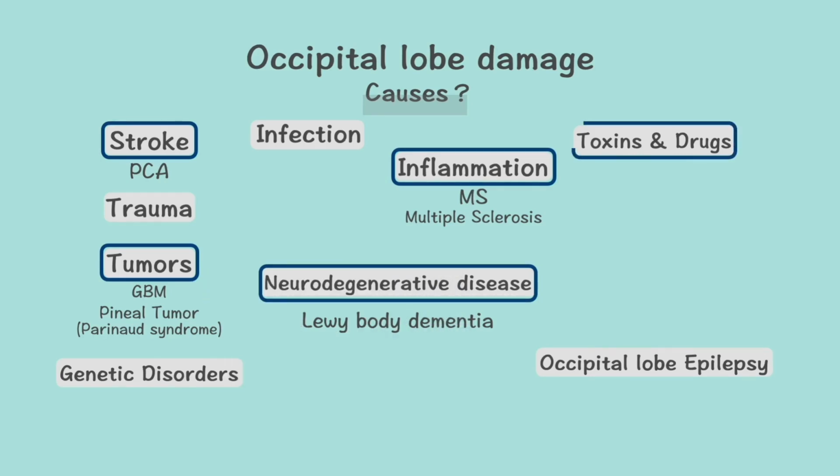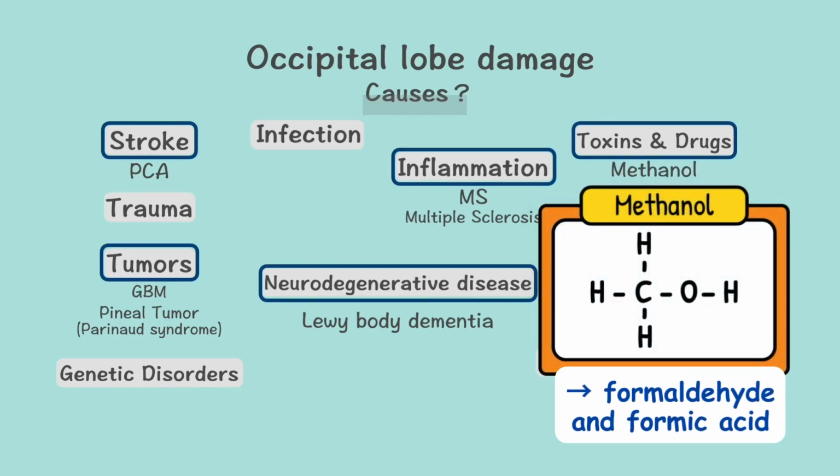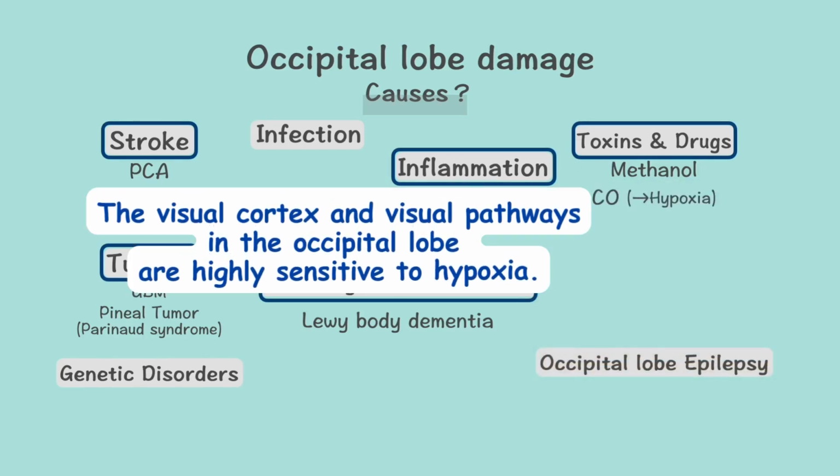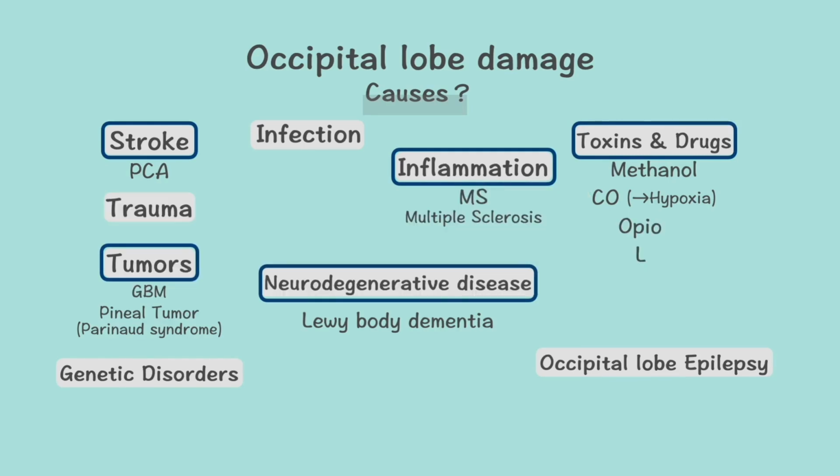We shouldn't forget toxins and drugs. The most well-known toxin causing visual impairment is methanol. Methanol is metabolized into formaldehyde and formic acid, which damage the optic nerve and visual cortex. The visual cortex and visual pathways in the occipital lobe are highly sensitive to hypoxia. Carbon monoxide poisoning can result in visual field defects, color vision abnormalities, and vision loss. Other substances like opioids, LSD, and cocaine are also known to cause visual disturbances.